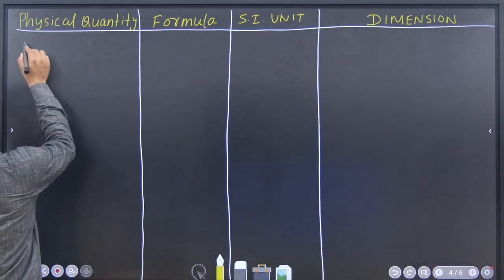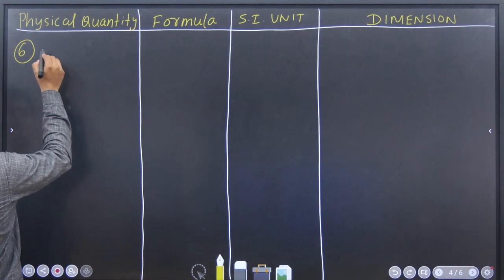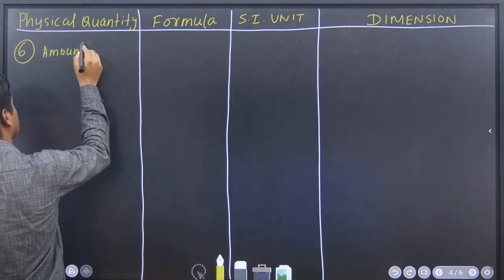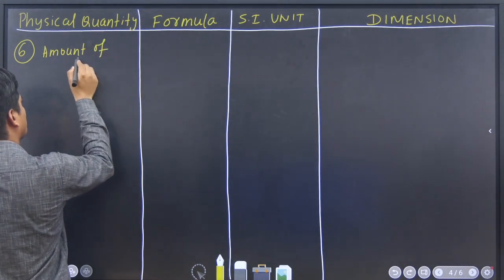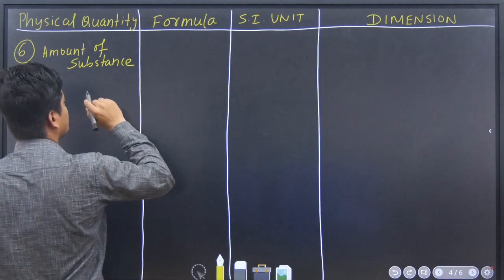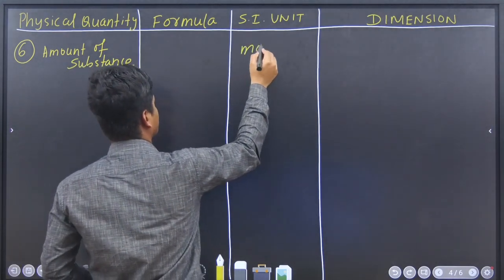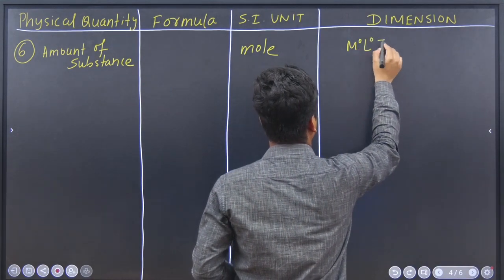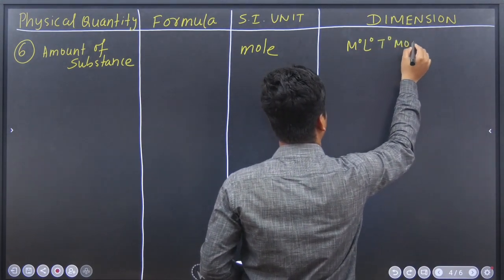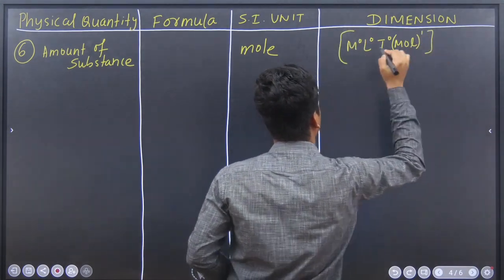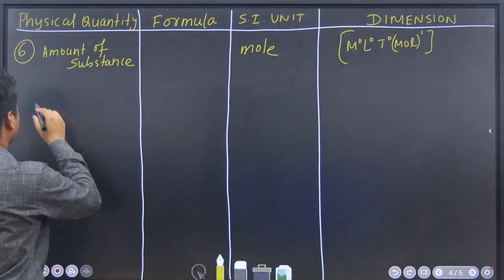So next quantity, number 6th: amount of matter or amount of substance, quantity of a matter, that one also you can tell. Amount of substance is a fundamental quantity. Its unit will be what? Its unit is mole, SI unit, and you want to write the same thing, M0 L0 T0. So you just write mole to the power 1, right? No issues. Okay.